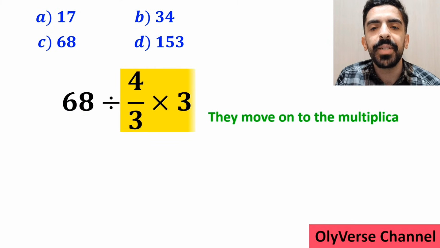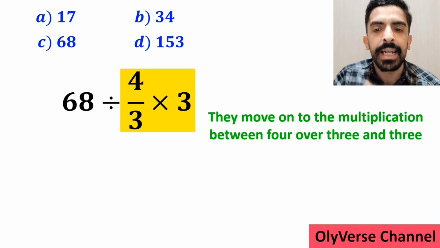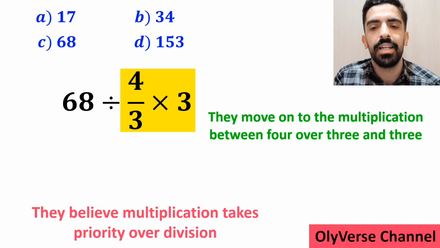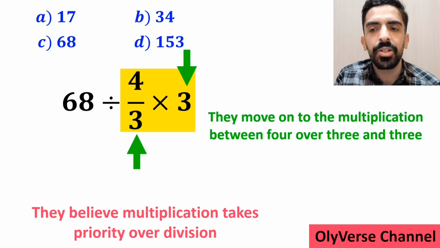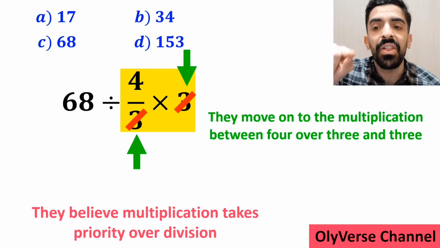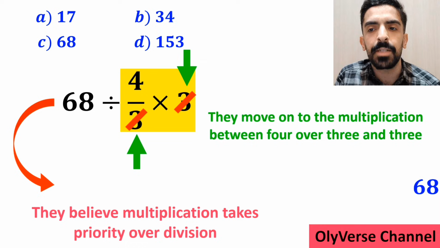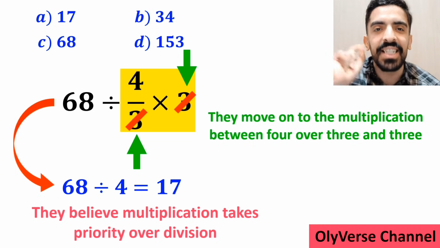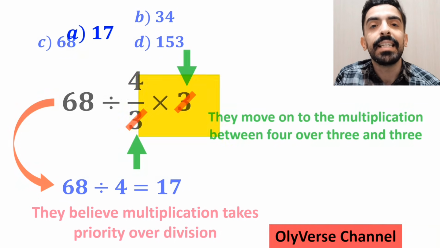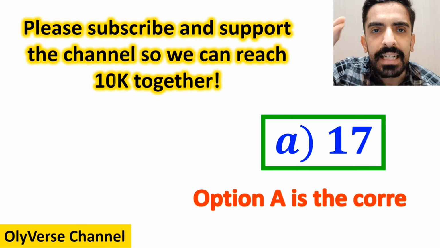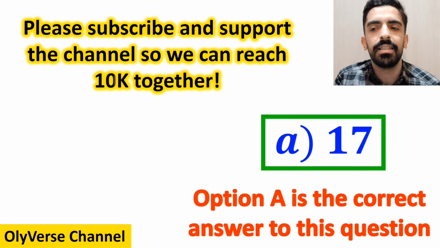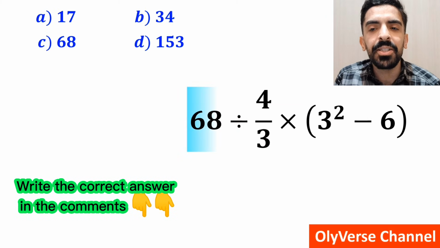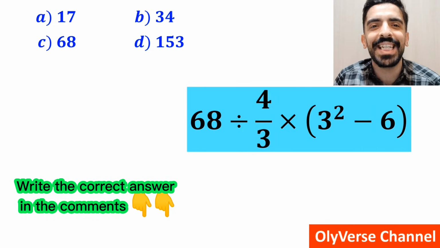Then, they move on to the multiplication between 4 over 3 and 3 because they believe multiplication takes priority over division. Alright, as you can see on the screen, they simplify the number 3 with the 3 in the denominator and instead of this expression, they write 68 divided by 4, which finally gives them the answer 17. And immediately, they conclude that option A is the correct answer to this question. However, that's definitely wrong. Alright, now let's go through this question step by step and solve it together.